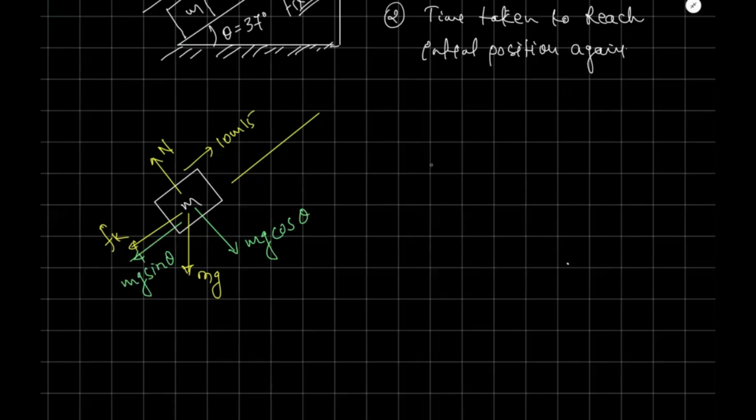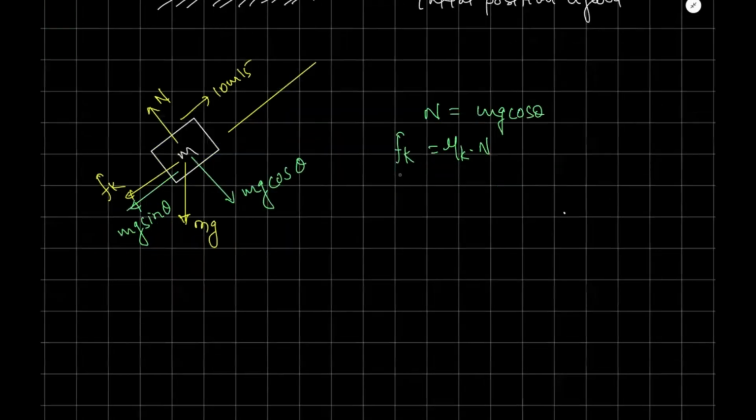Now we can say N is equal to mg cos theta, and fk is equal to mu k into N. So what is the fk? Fk is equal to mu k. Mu k is 0.5. And what is the normal reaction? Mg cos theta. So we can find out the value of this one also.